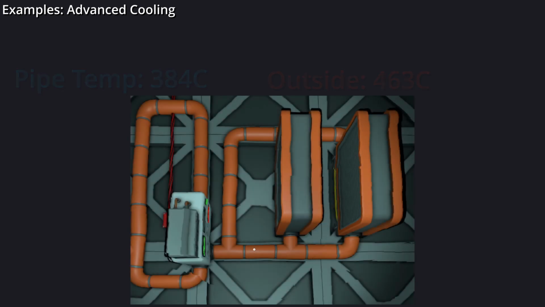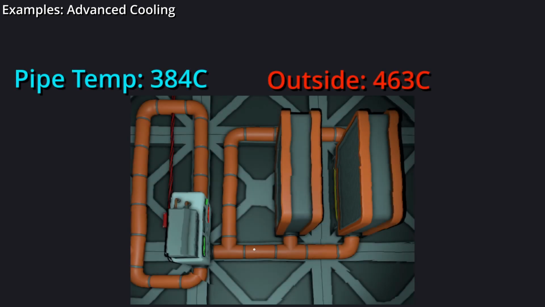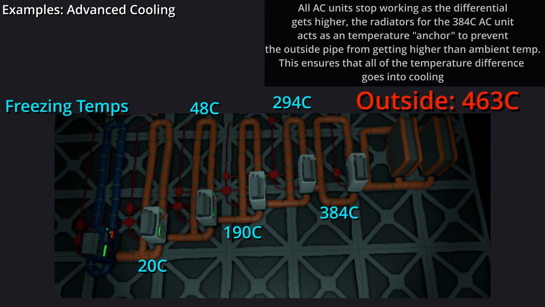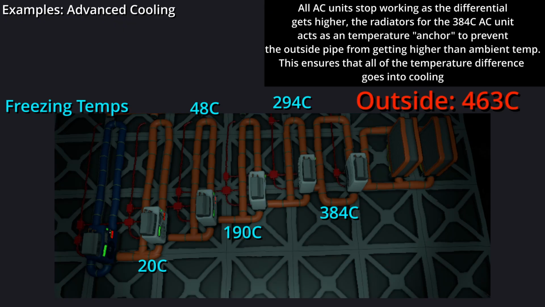Here's an example that works even on Venus. Typically, an AC unit can only create so much difference between the two sides. You'll notice the outside is 463 degrees Celsius, but this AC unit effectively stops cooling at 384°C. The solution? Simply add more. If the first AC unit stops at 384 degrees Celsius because 463 degrees Celsius is too hot, then use the 384 degrees Celsius to cool down another pipe and repeat. You'll go from 384, 294, 190, 48, and finally 20 degrees Celsius.